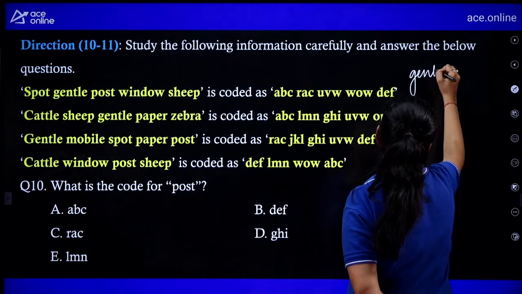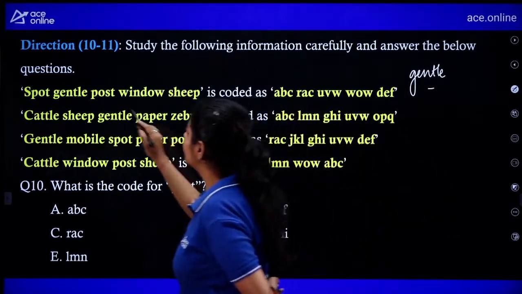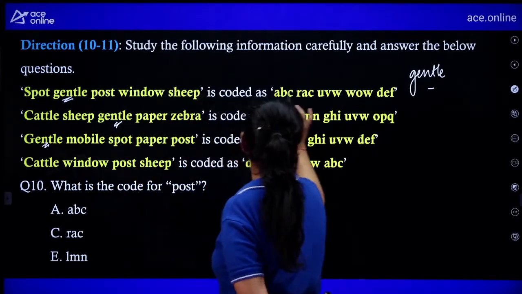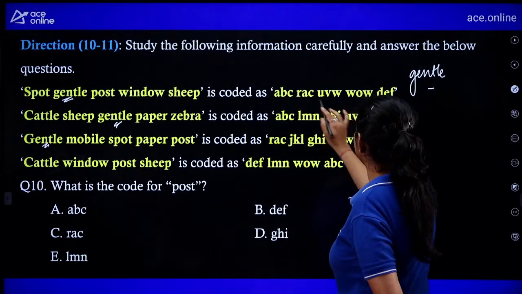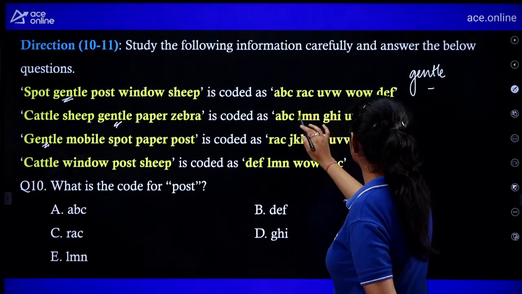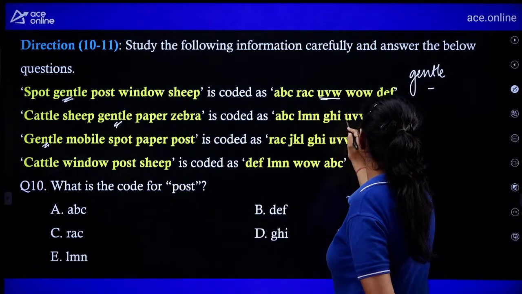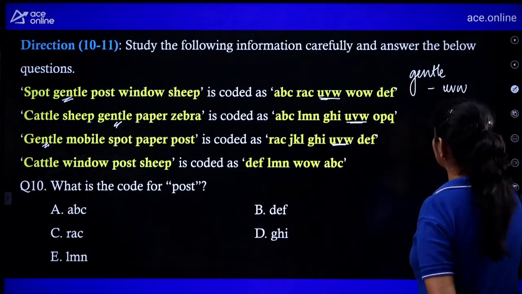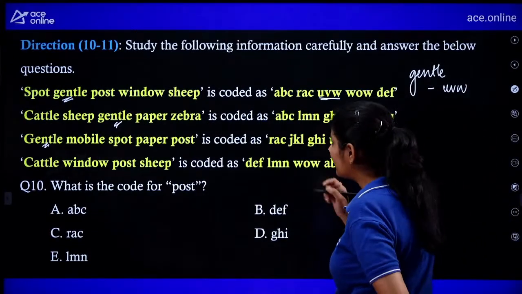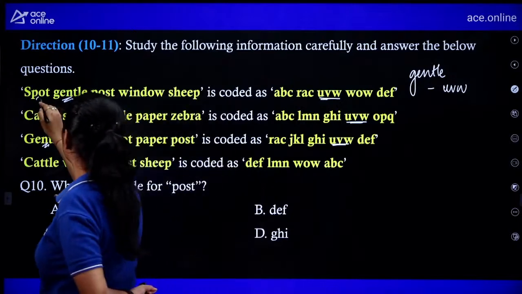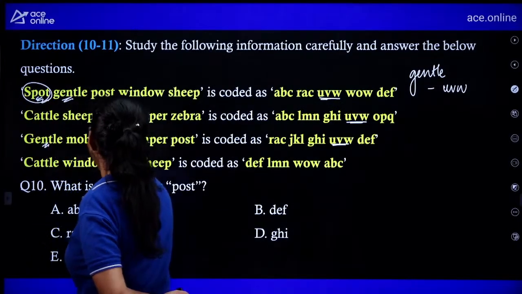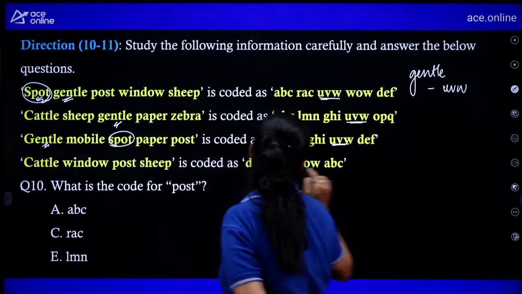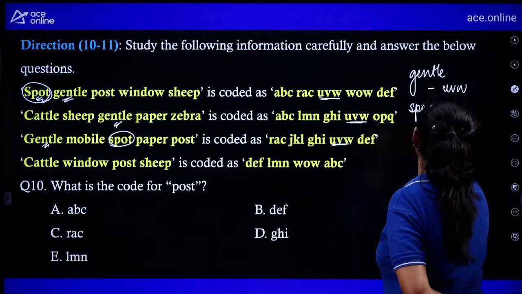For the gentle, what code are we having? For the gentle, we are having this one, here and here. So the common code in these 3 lines is ABC, no, RAC, no, UVW, yes, UVW. UVW is for gentle. Next, the next word is spot. Spot. Do we have spot in this one? No. In this one, yes. In this one, no. So the next is spot.